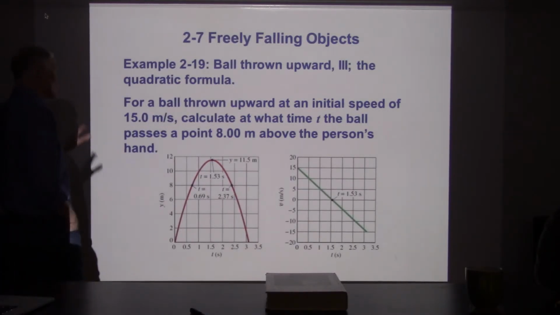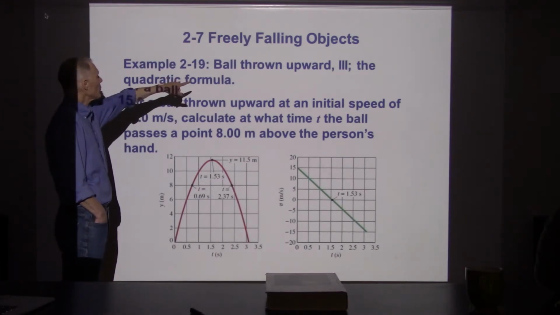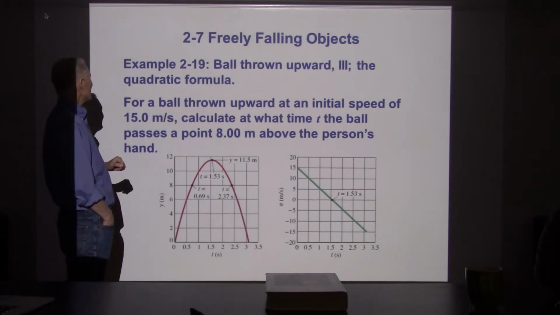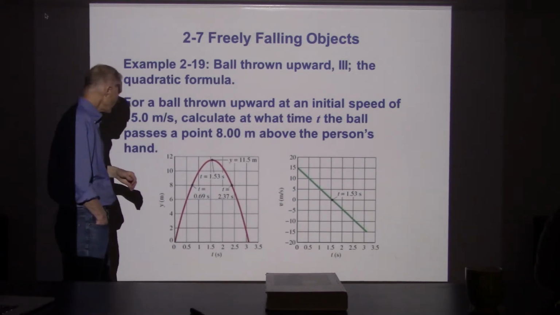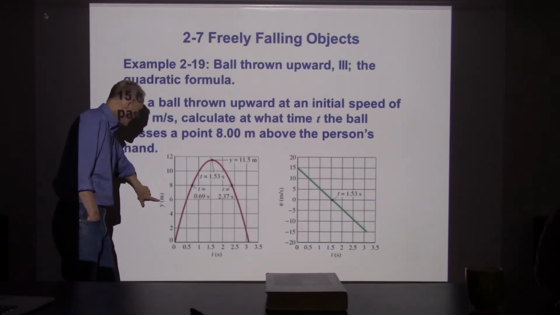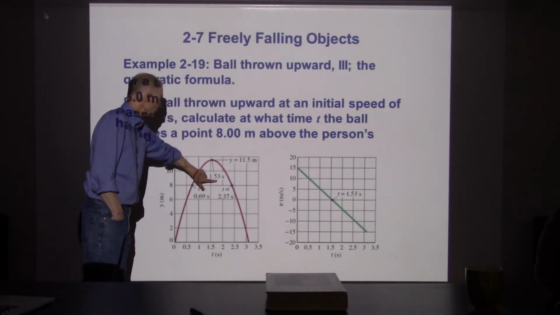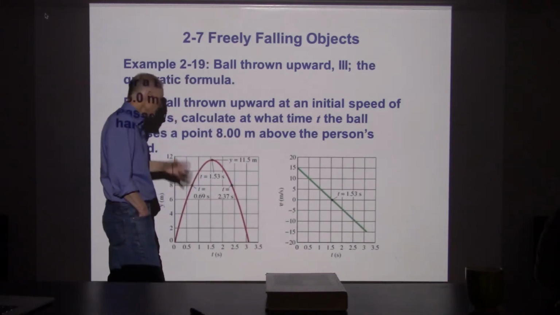All right, let's take a look at this. Oh, we're going to look at this anyway. We're going to look at it in more detail. So here's the ball thrown upwards, and it says it's a quadratic formula, so let's see what that refers to. This is the height, which they're calling y, as a function of t. Now remember, at 1.53 seconds, we reached our top height, and that was at 11.5 meters.